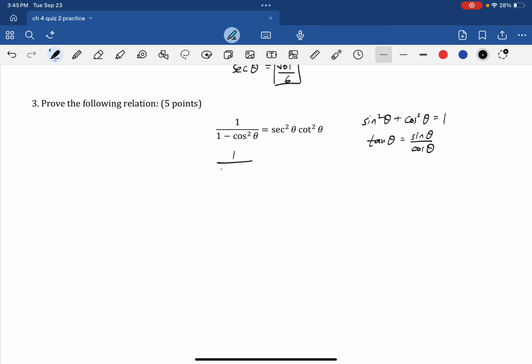That leaves me with 1 over sine squared theta on the right side. And then on the left side, I'm going to try to write this in terms of sine and cosine. Secant is 1 over cosine, so I have 1 over cosine squared theta times cotangent squared, which is just cosine squared over sine squared. The reason being cotangent is 1 over tangent, and tangent is sine over cosine, so cotangent is cosine over sine. And so the left side simplifies, things cancel, and I'm left with 1 over sine squared is equal to 1 over sine squared, and I'm done.